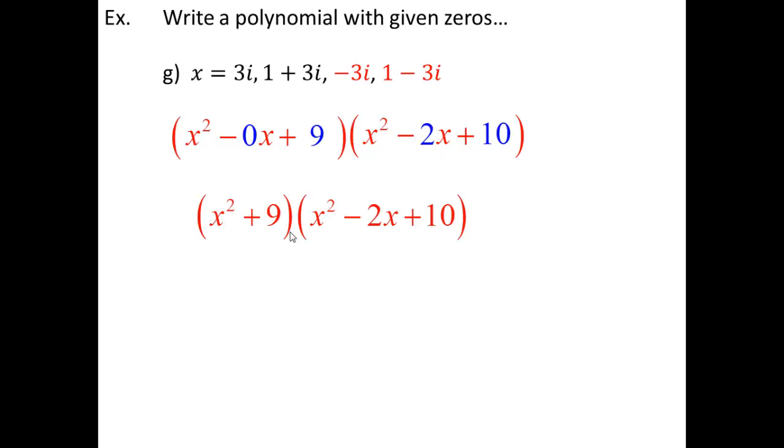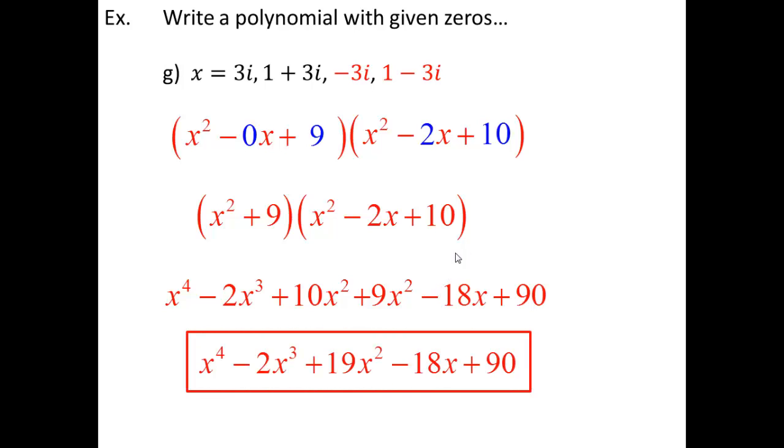So now clean it up and multiply through. X squared times everything gives me that. 9 times everything gives me that. Combine like terms, and I have my final answer.